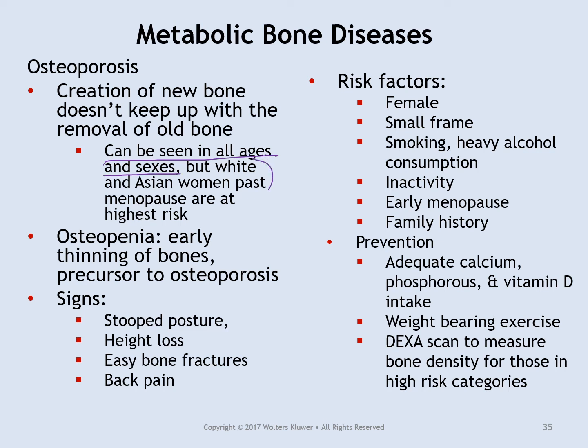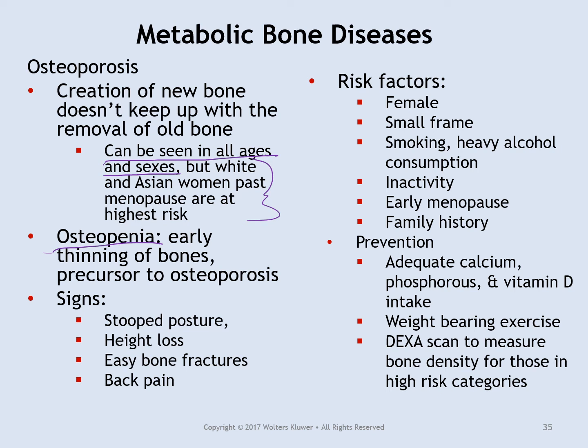Now, yes, white and Asian women past menopause are at the highest risk of osteoporosis. Why women? That's because estrogen provides a protective factor for your bones. It helps to keep your bones nice and strong. And if you don't have that estrogen, you're more likely to leach calcium out of your bones. Osteopenia is not quite osteoporosis, it's early thinning of the bones. This is a sign that you need to start working to prevent osteoporosis.